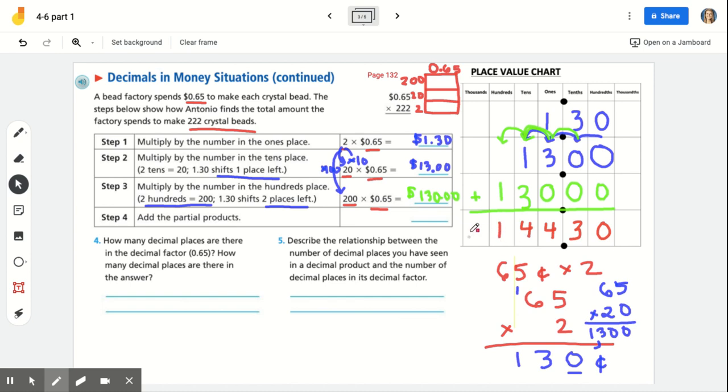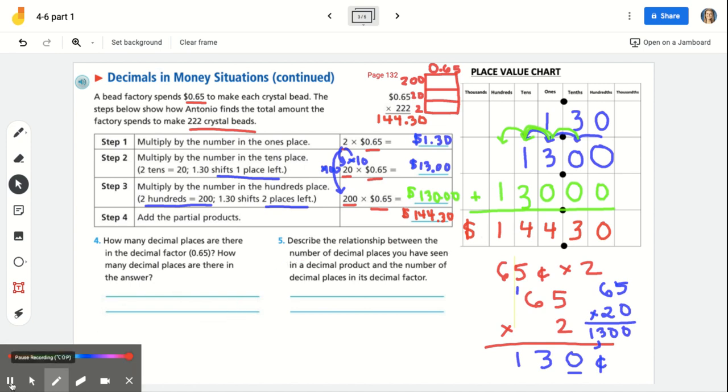Did you get $144.30? Great job. Go ahead and add that into your book. $144.30. And that is our product for 65 cents times 222. Let's go ahead and add it up here at the top, just so we get a good visual for the next few questions. 65 cents times 222 is equal to $144.30.